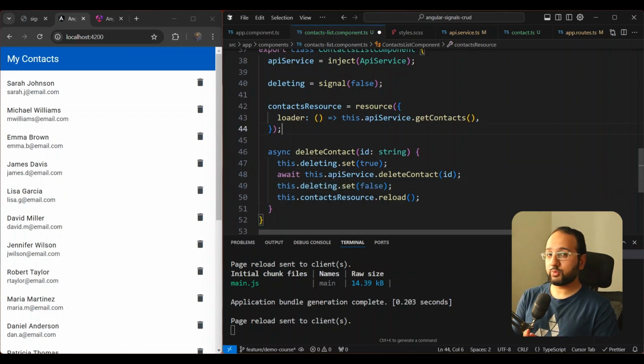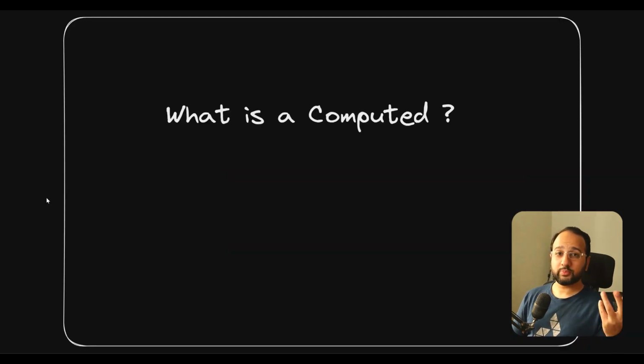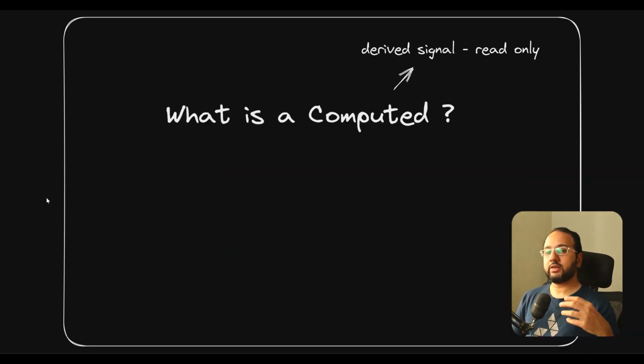Now we have a problem where we need to combine these two states, and for that we'll need to understand the concept of computed. So what is a computed? Now a computed is basically a derived signal, and it is a read-only derived signal. So its value is completely derived from another signal. We can't really change it explicitly ourselves.